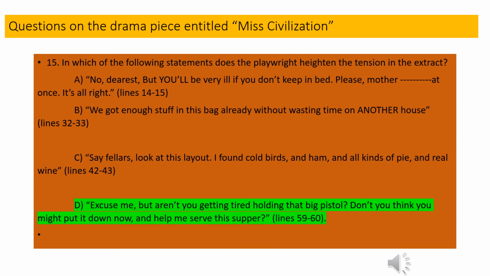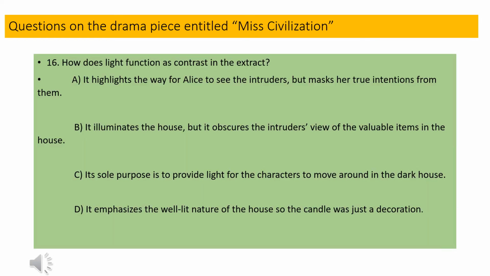Lines 59 to 60. It reads, how does light function as contrast in the extract? Is it A, it highlights the way for Alice to see the intruders but mask her true intentions from them? Or is it B, it illuminates the house but it obscures the intruder's view of the valuable items in the house?